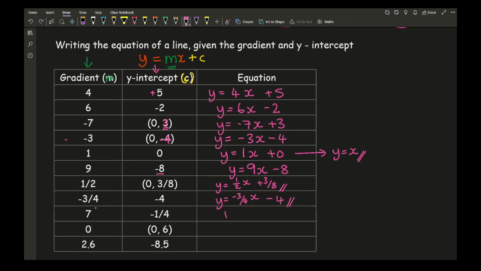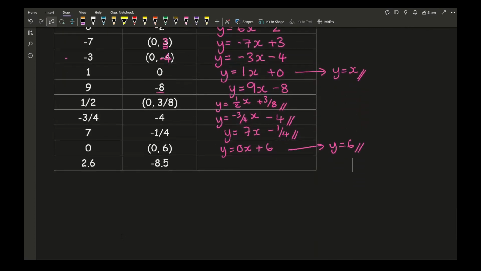And then for the next one, I've got y equals 7x minus 1/4. And then for the next one, I've got y equals 0x plus 6. Now that there, anything times 0 is just nothing, so it disappears, so I can write this equation as y equals 6. And then finally, you can have decimals, but again, it's quite rare that you have decimals in these types of questions. For this, nothing really changes. So m is 2.6, so it's 2.6x, and then just add or subtract whatever number this is. So here it's going to be minus 8.5, and there is my final answer.